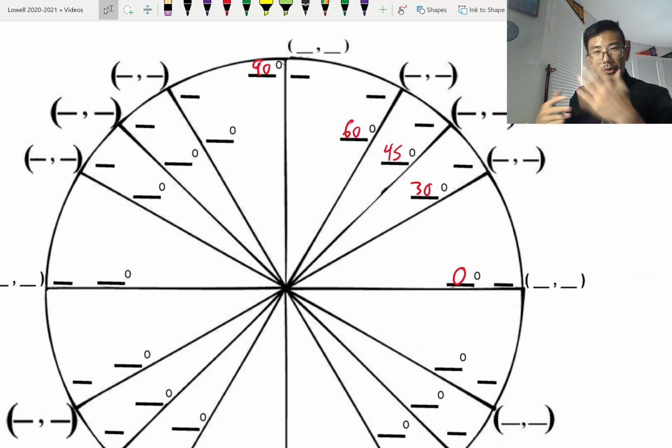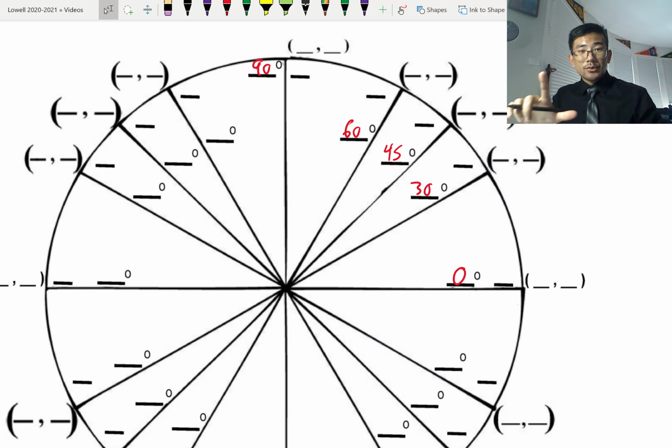Now, if I keep going all the way around, remember, what's nice is that you really don't have to memorize them all the way around. You really just have to memorize the first quadrant here, the top right one, because everything is kind of mirrored and then mirrored and then mirrored again.